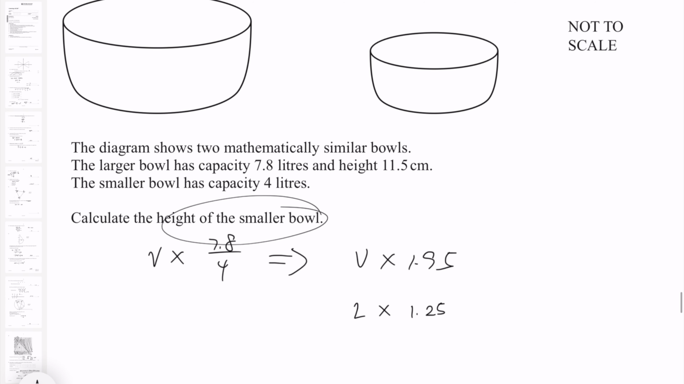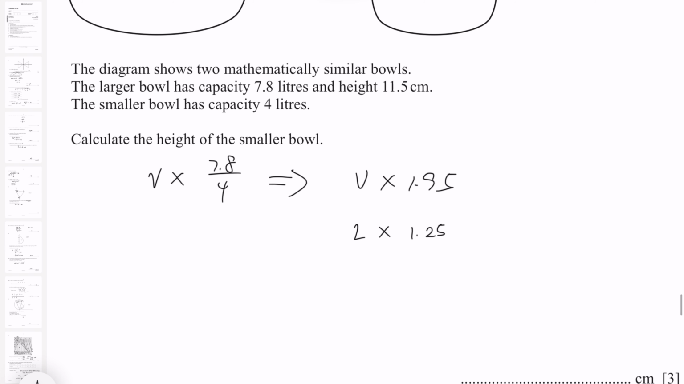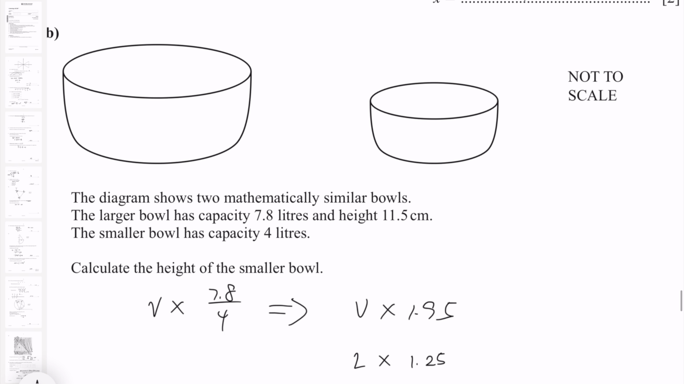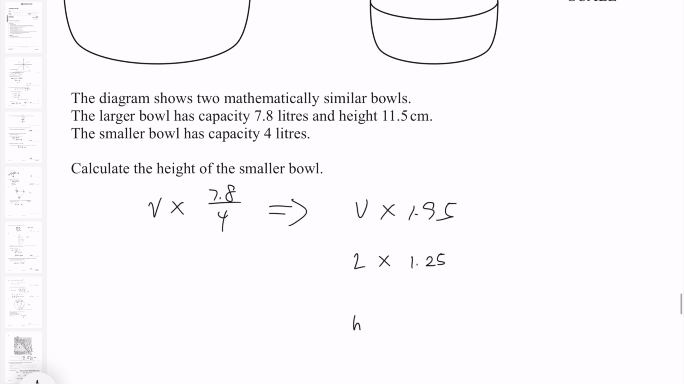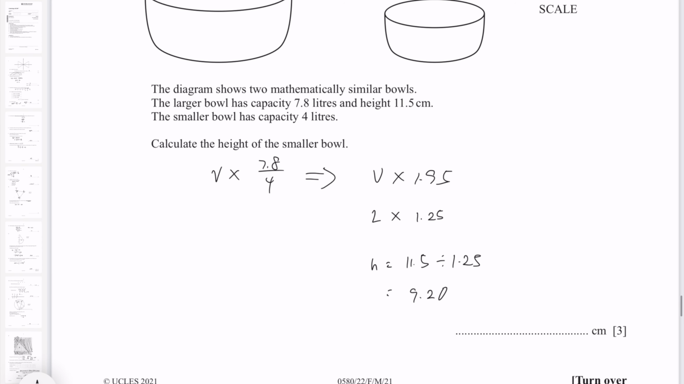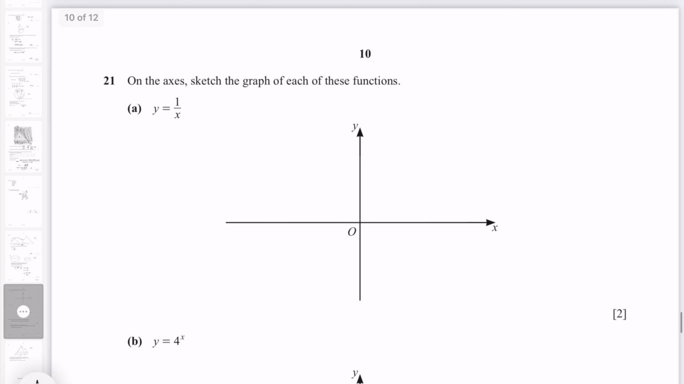Now I want the height of the smaller bowl. So to get the height of the smaller bowl, I just have to take height equals 11.5 divided by 1.25, because I want to make it smaller. 11.5 divided by that's 9.20. Yeah. I always leave 3 significant numbers. Okay, that's it.